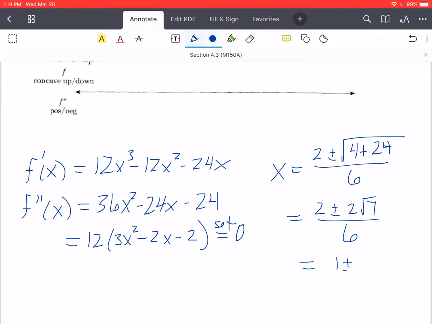So that's 1 plus or minus root 7 all over 3. And of course this gives us two answers. The plus and the minus are two separate values. So we're going to have the 1 minus root 7 over 3, and then the 1 plus root 7 over 3. Okay. And then we would need to determine what is happening in between all of these values.